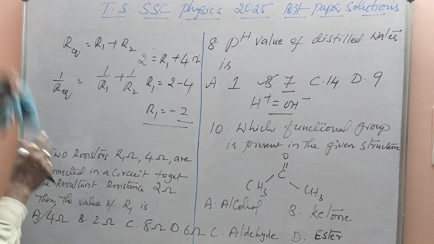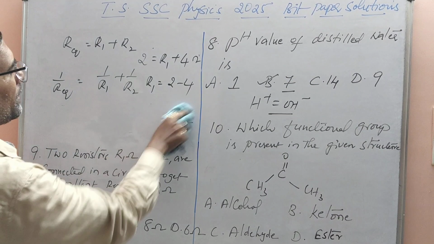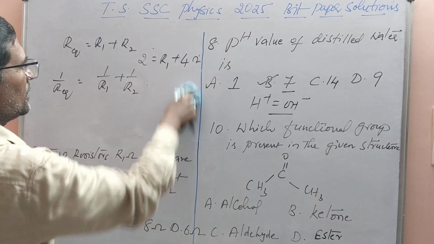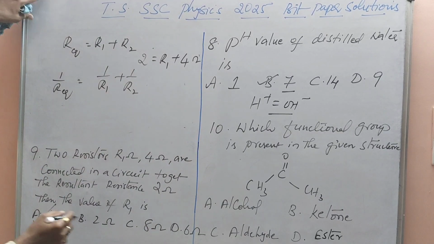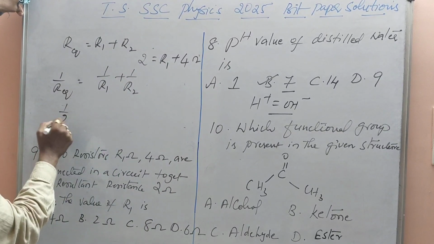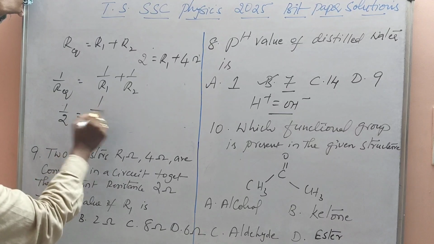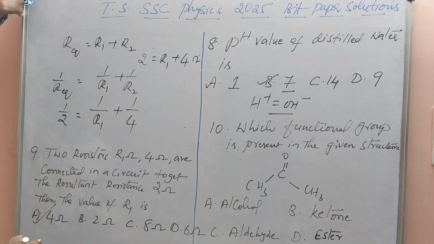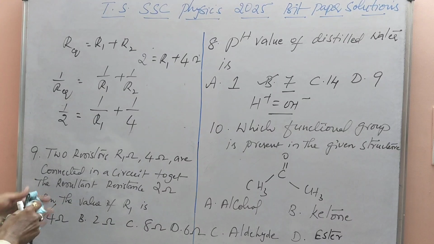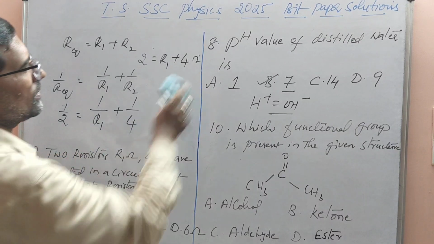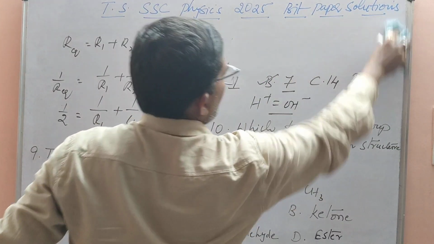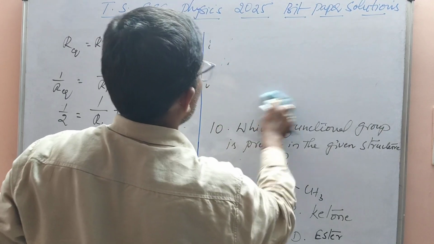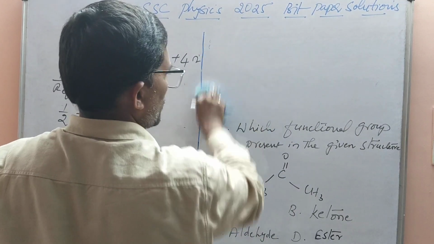Okay, next one, sir, parallel combination. Sir, parallel combination. How to do this, sir? So that is, R equivalent was given. The resultant resistance is 2. R1 you have to find out. R2 is how much? 4 was given. Then to solve this, I will solve that particular solution. How did you get that solution?